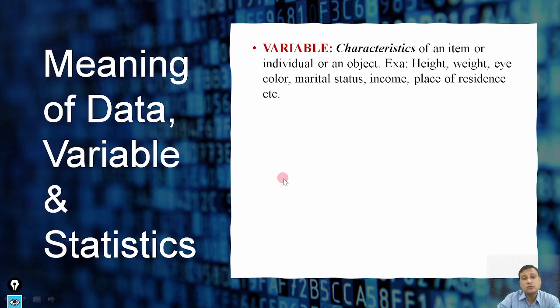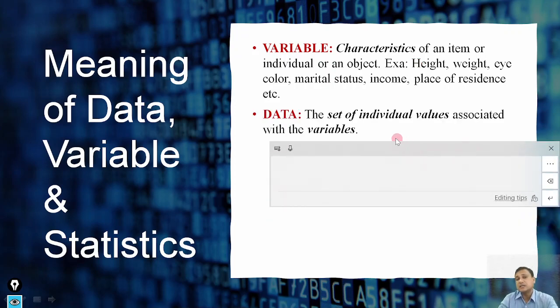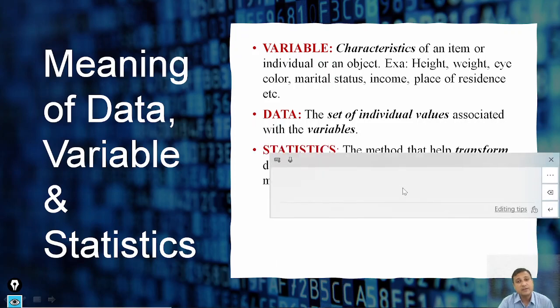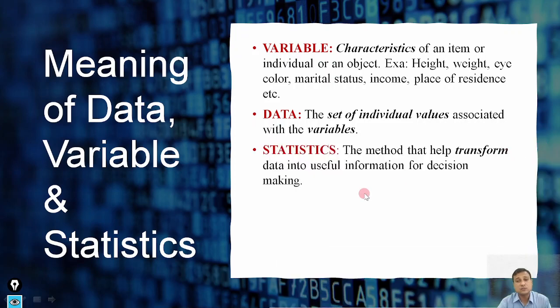Now if I will go to the meaning of data, what is data? Data is the set of individual values associated with the variables. So that's the meaning of the data. And if I go to the meaning of statistics, what is the meaning of statistics? The method that helps transform data into useful information for decision making.